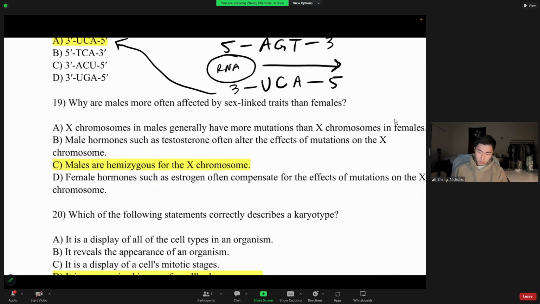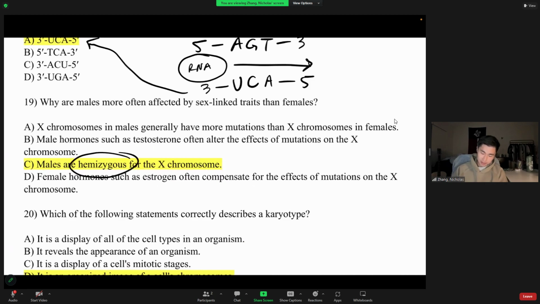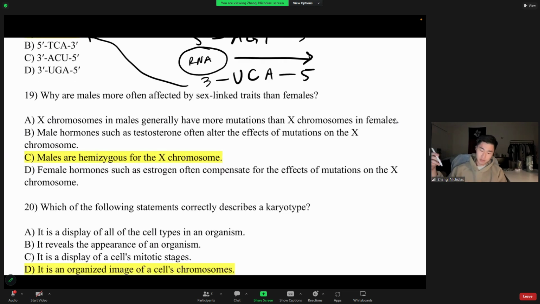Cool. Why are males... Okay, so the word was hemizygous, not hemizygotic. Probably really similar in definition, but I knew it was further on in the exam, and I wasn't sure if I got the word wrong. Anyways, why are males more often affected by sex-linked traits than females?